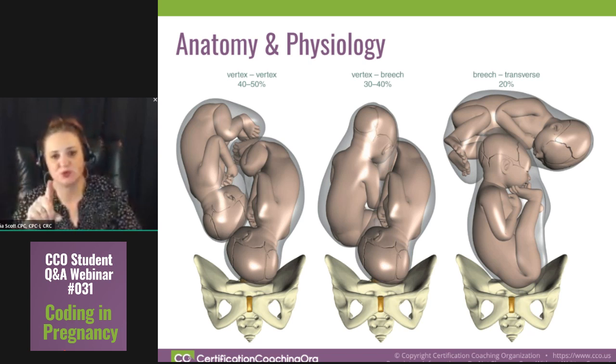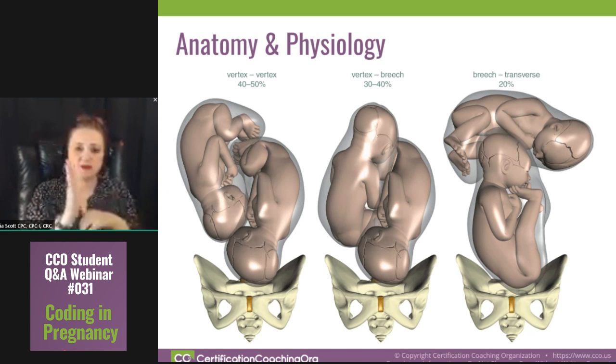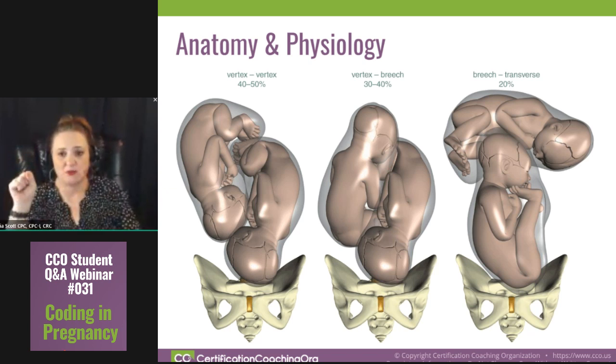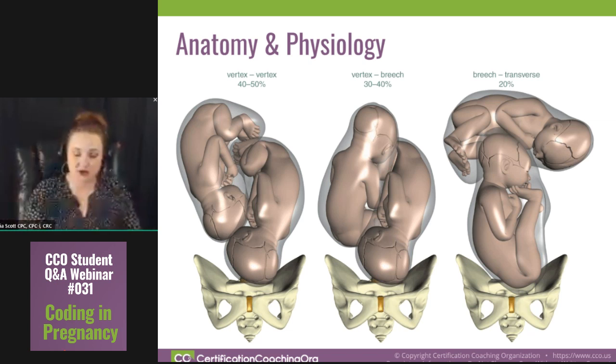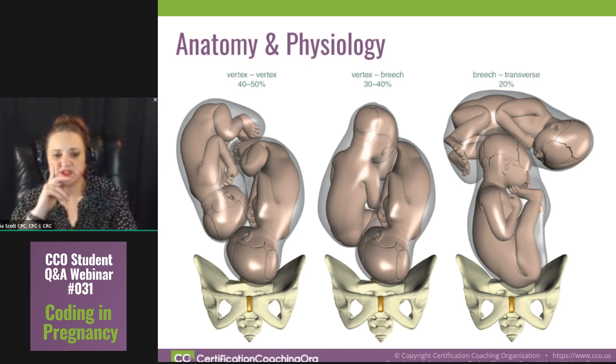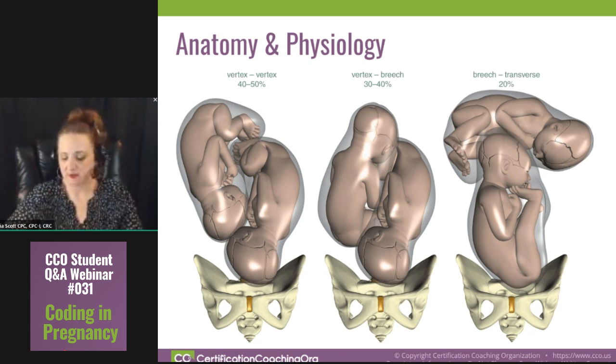Now, I wasn't for sure, but I think that is the percentage of the most common ways that they're found. If it's a vertex where they're both head down, 40 to 50% of twins are that way. Vertex breech, meaning vertex head down and the other baby's breech, 30 to 40%, and then breech and transverse. So one baby's going to come down breech, and another baby is on top sideways. That could come down like a shoulder, or may turn and come out. But that is like 20%. I also notated where I got these pictures, the graphics, in the resources, so that you can go back and look at those a little more in depth.